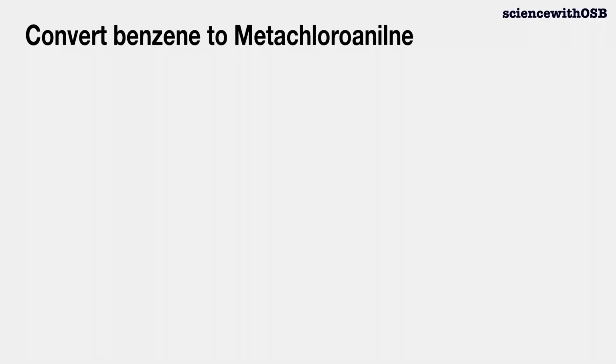Convert benzene to meta-chloroaniline. First we can draw the reactant and product. So what is the reactant? Benzene, right? Okay, and what is the product? Product is meta-chloroaniline. So we have aniline, NH2 group, and then we have chlorine at the meta position.